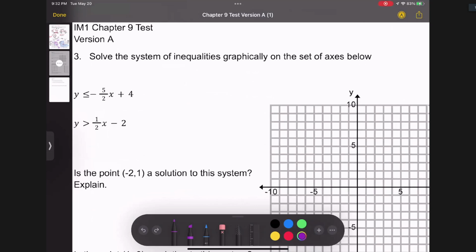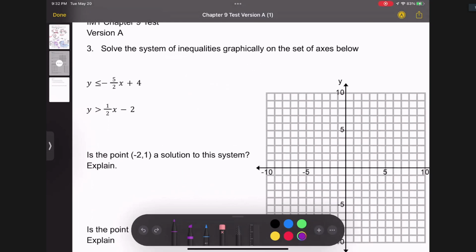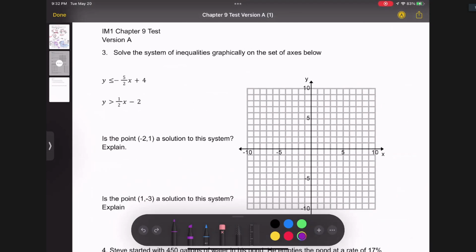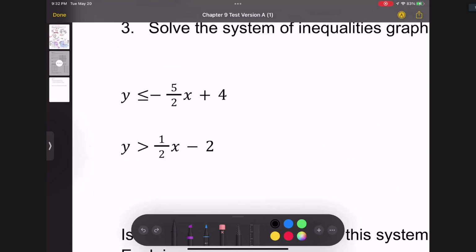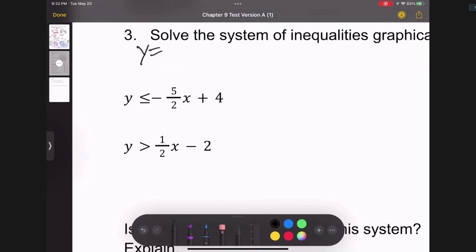Now, for number 3, this is called a system of linear inequalities. You're going to be solving the system of linear inequalities graphically. So that means we have to graph both of these inequalities. Now, they look like y equals mx plus b, but they're not a line, they're inequalities. So you're going to have to figure out what my m is and what my b is.